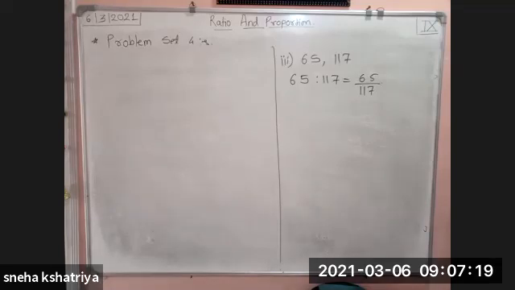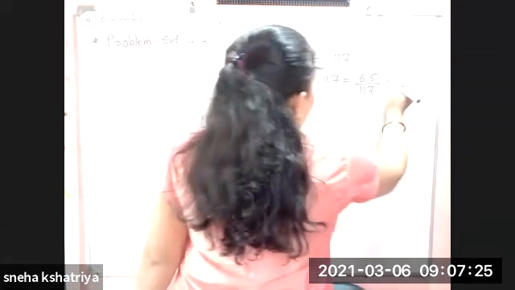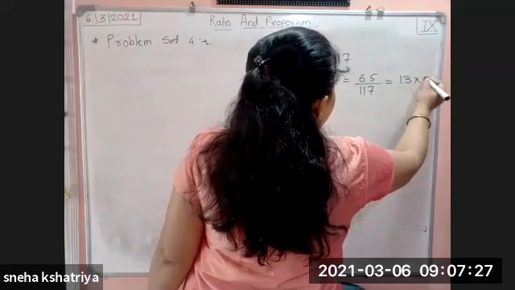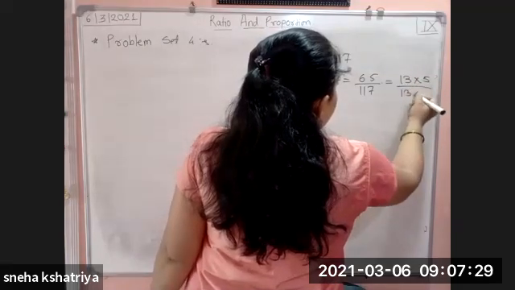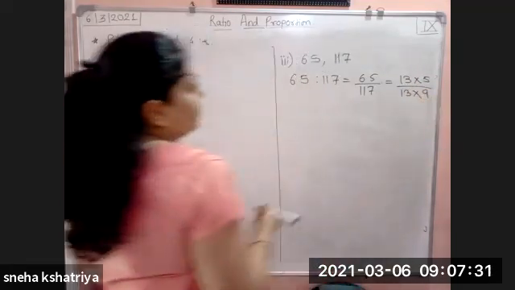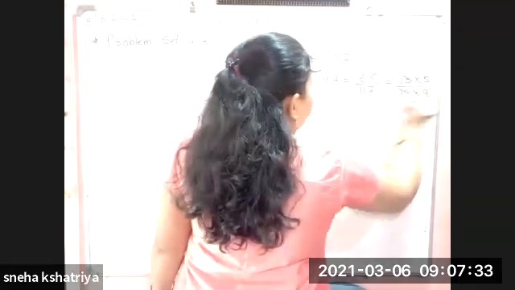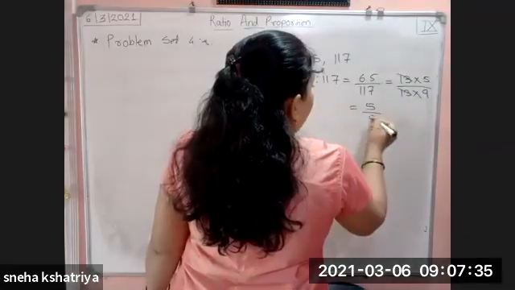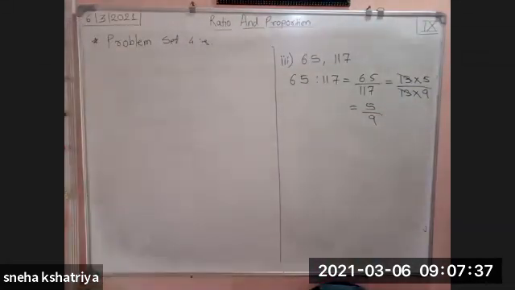So here it is very easy. It comes in the 13 table: 13 fives are 65 and 13 nines are 117, because the 13 table we all know. So 13 and 13 get cancelled, and we get the value 5 upon 9. Okay, how we are going to find by the factors method, we will see in the next example, that is the fourth example.